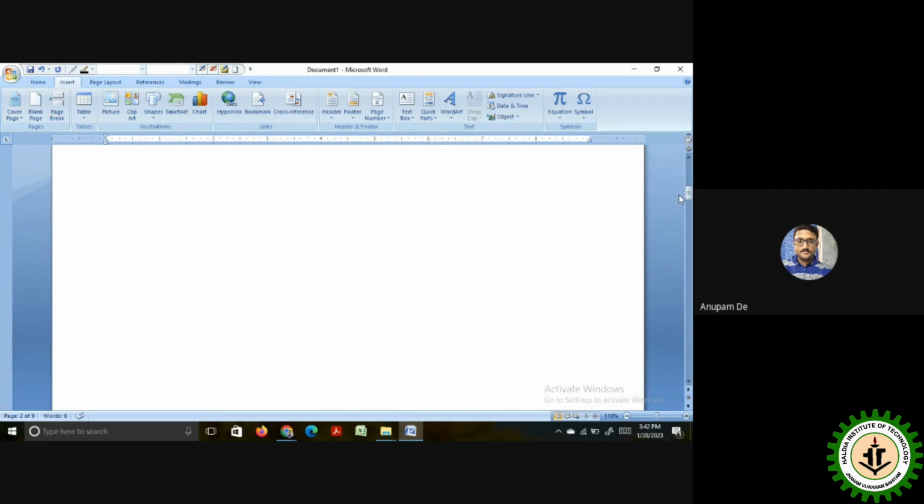Now to know about this vector function, we need to know two more terms. One is called scalar point function, and another is called vector point function.